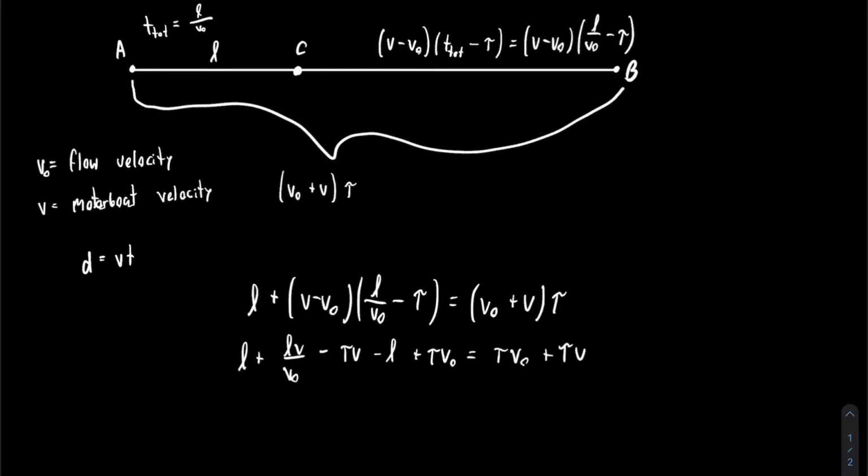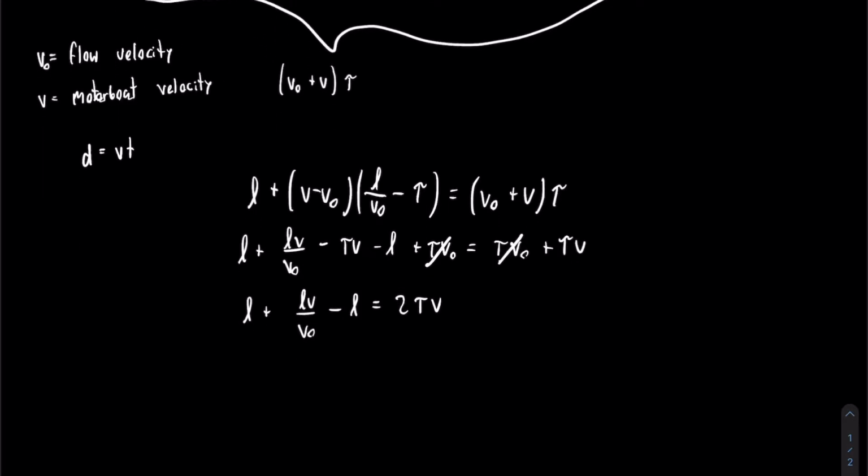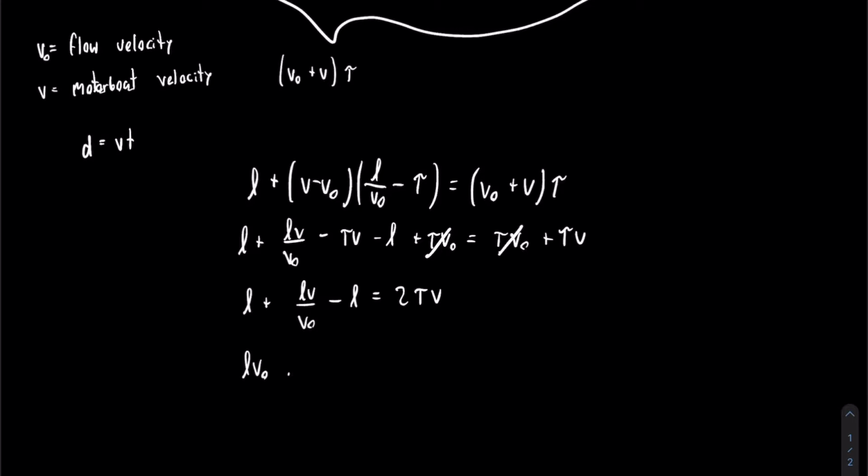Immediately you will notice that a tau v naught is on both sides, so that can just be canceled out. You will also notice that there is a positive tau v and a negative tau v on each side, so those can be combined into like terms. Next, I'm just going to multiply both sides of the equation by v naught just to get rid of that in the denominator, and then I will get this. I didn't even notice that there was a positive and negative L before, so now the positive L v naught and negative L v naught will cancel out.